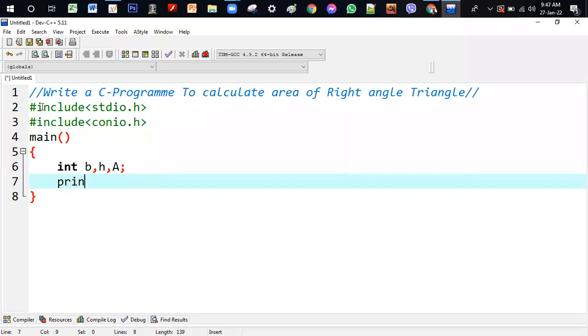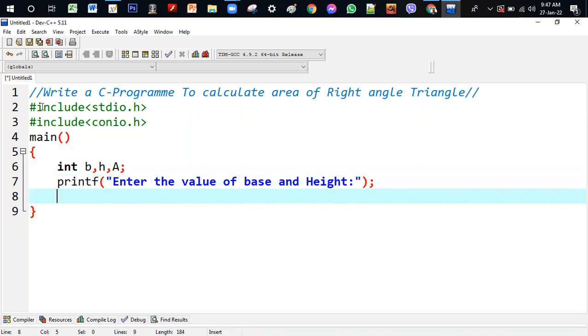Now printf. Printf is the output function. So enter the value of base and height. We have to enter the value of base and height from the keyboard, and for this input we have to write the input function scanf. Scanf is the input function, and for declaring every function, we have to start the first bracket.